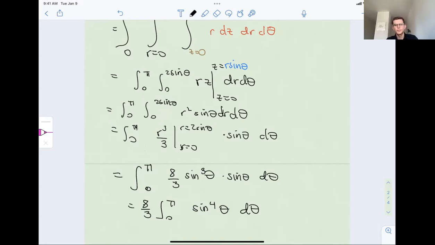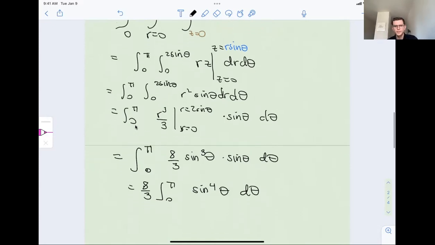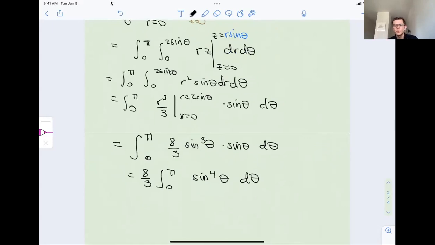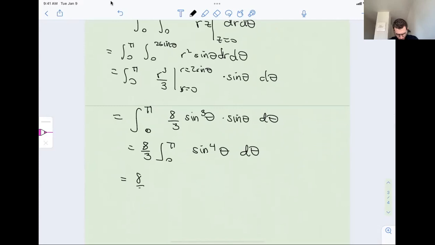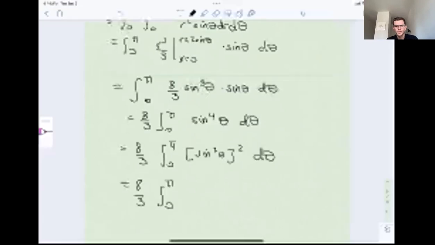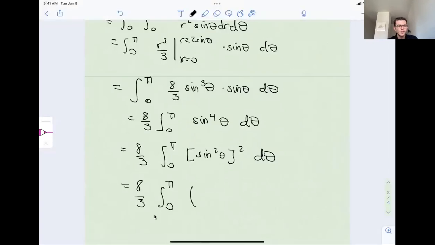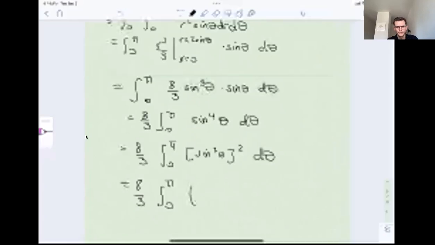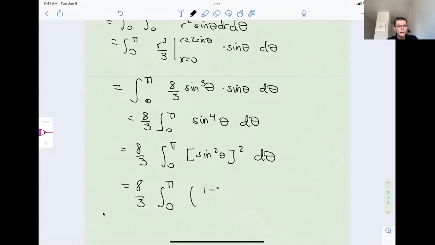One thing you could do is that this is sine squared of theta squared, which seems obvious, but then there's this identity, which would be given to you, that sine squared of theta is, I think you may have seen it, 1 minus cosine of 2 theta over 2.